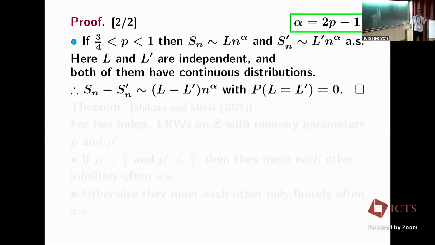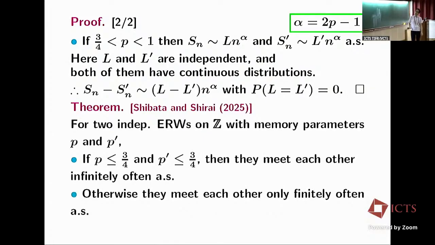In our paper, the memory parameters of two elephants are exactly the same. And there is a generalization done by Shibata and Shirai. In their paper, the two parameters are different. And their result is like this. If both p and p prime are less than or equal to 3/4, then they can meet each other infinitely often. Otherwise, they meet each other only finitely often.